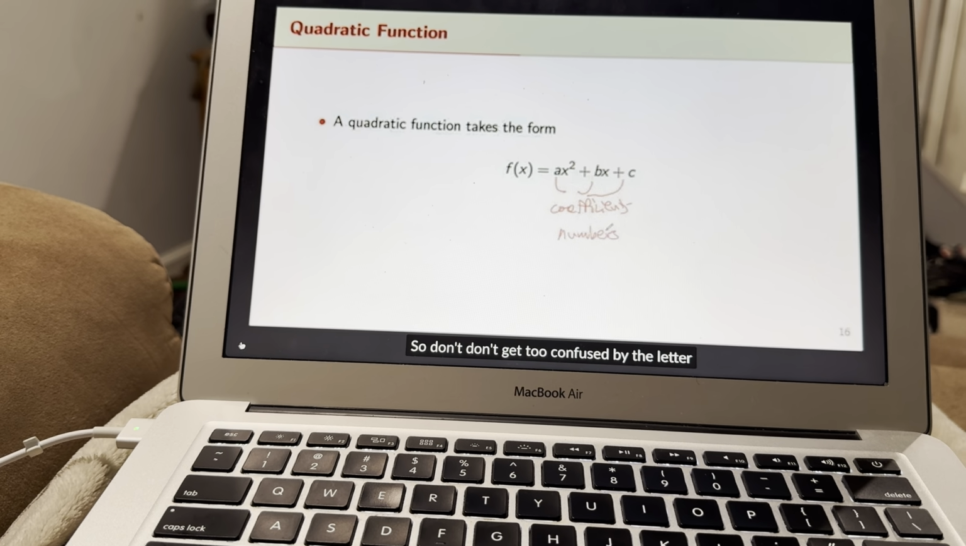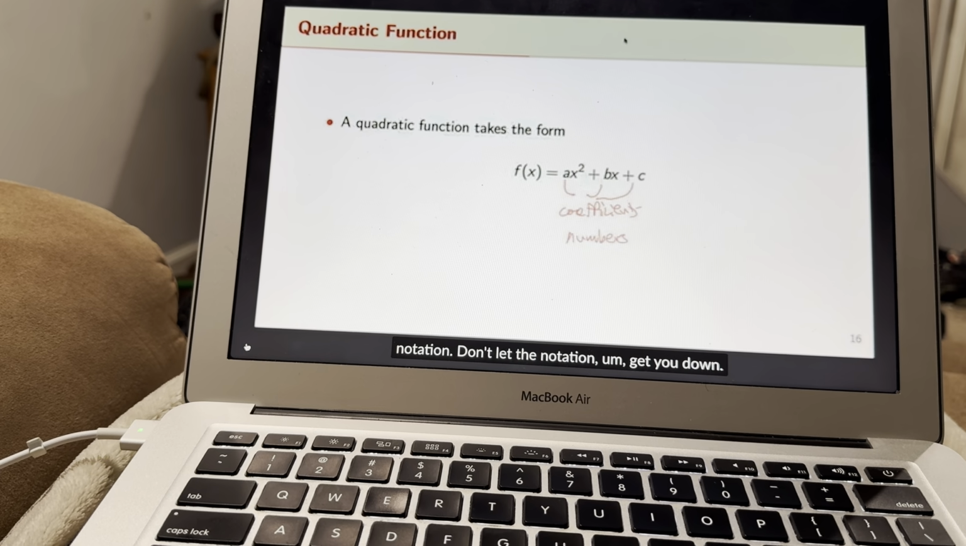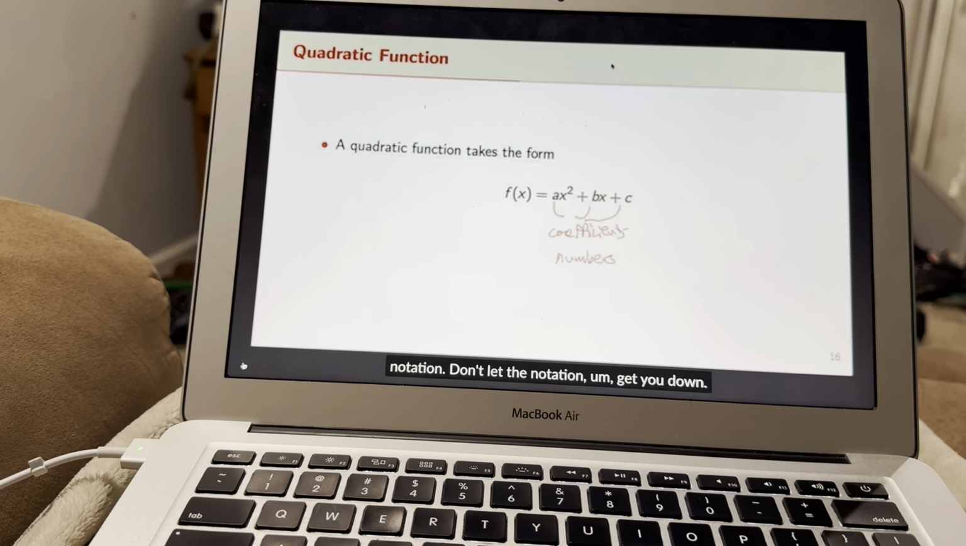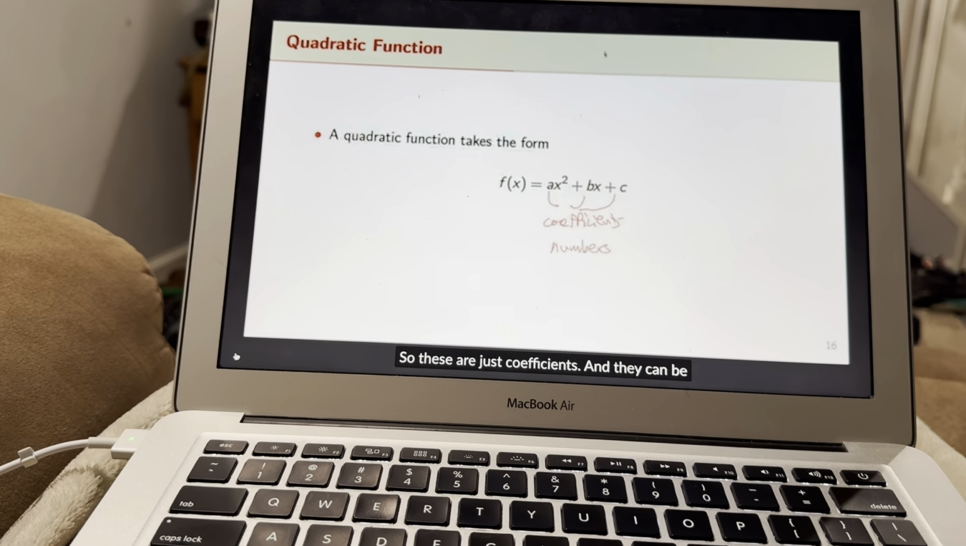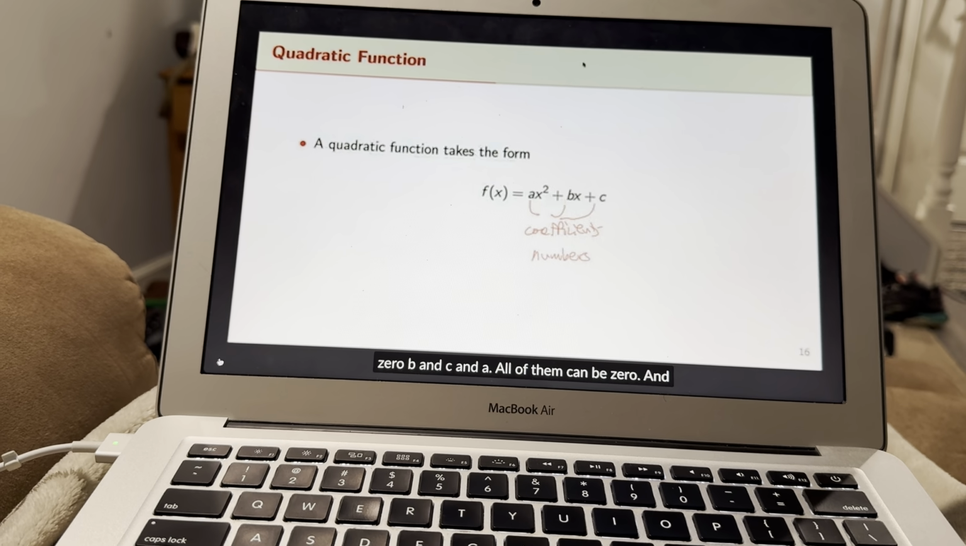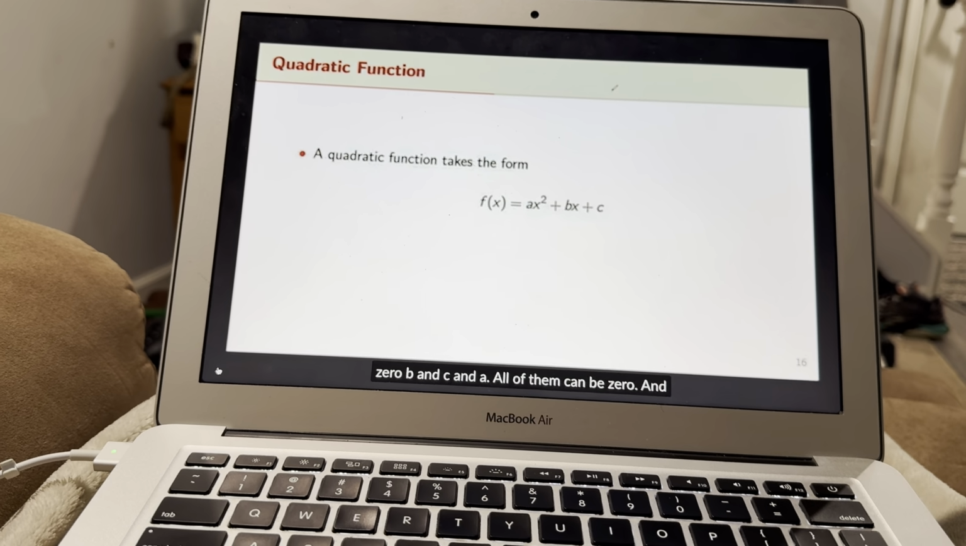So don't get too confused by the letter notation. Don't let the notation get you down. These are just coefficients, and they can be zero. B and C and A, all of them can be zero, in fact.